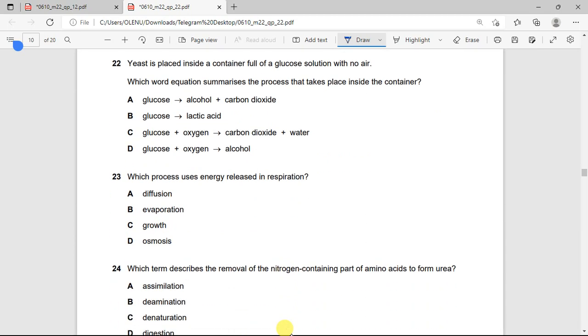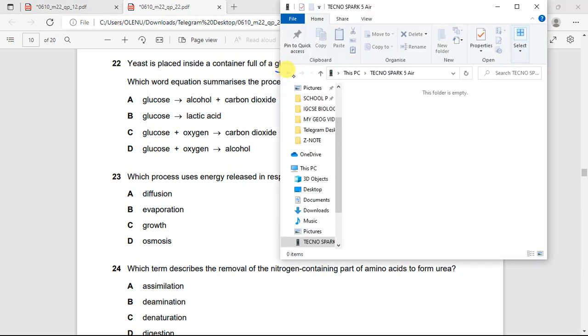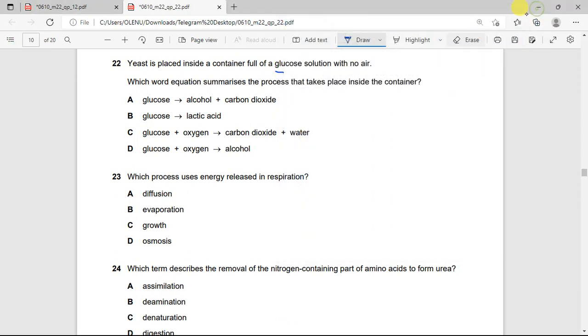Now, yeast is placed inside a container full of glucose solution with no air. So if there is no air, it will respire anaerobically. And yeast respire anaerobically to produce alcohol and carbon dioxide. So what is the equation? The word equation will be A.